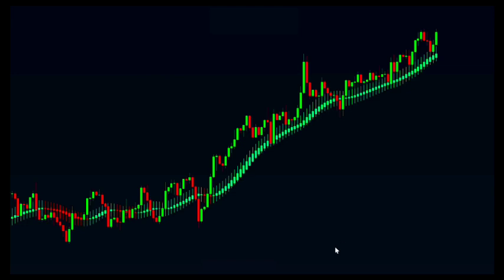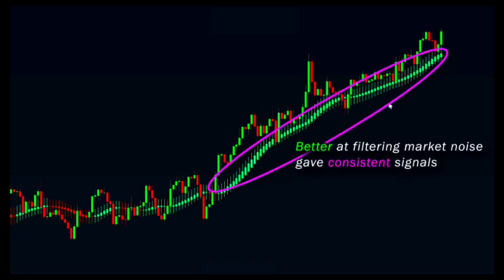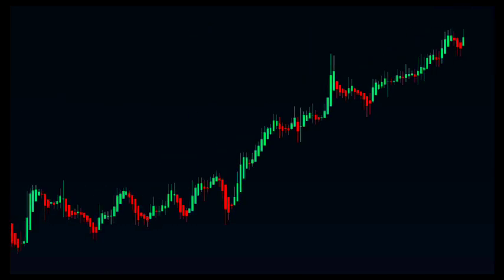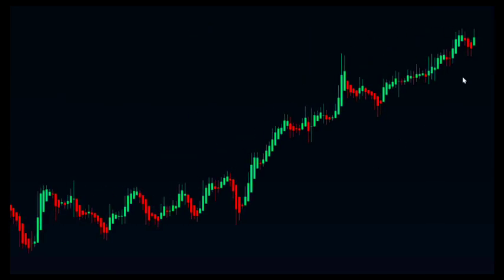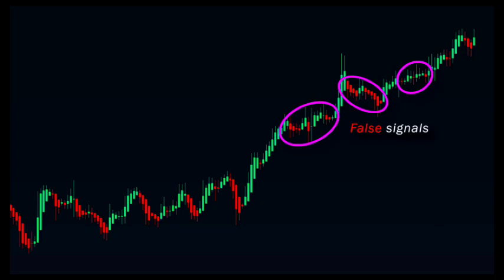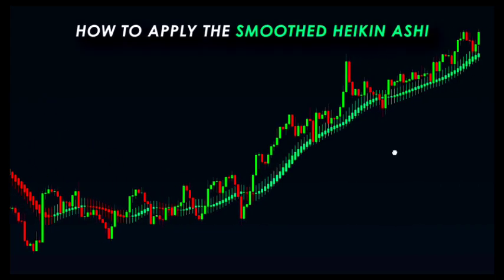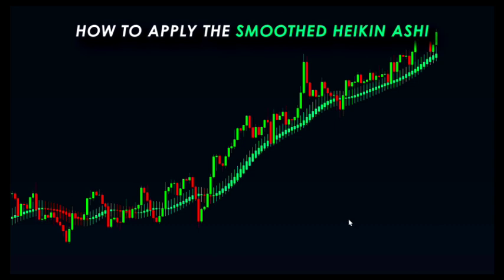Furthermore, the Smooth Heiken Ashi is much better at filtering out noise when the market is volatile. As you can see here, the Smooth Heiken Ashi isn't really affected by the short-term market volatility as it still gave consistent signals, compared to the classic Heiken Ashi, which produces multiple false signals as it reacts more sensitively to short-term volatility. Now, I'm going to show you how to apply the Smooth Heiken Ashi indicator onto your chart.